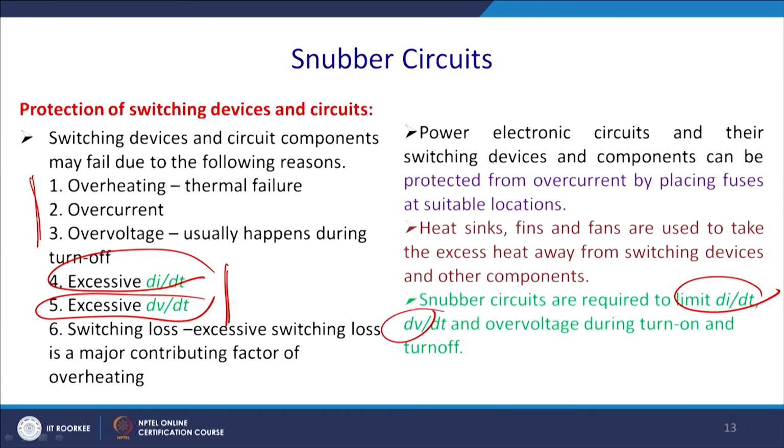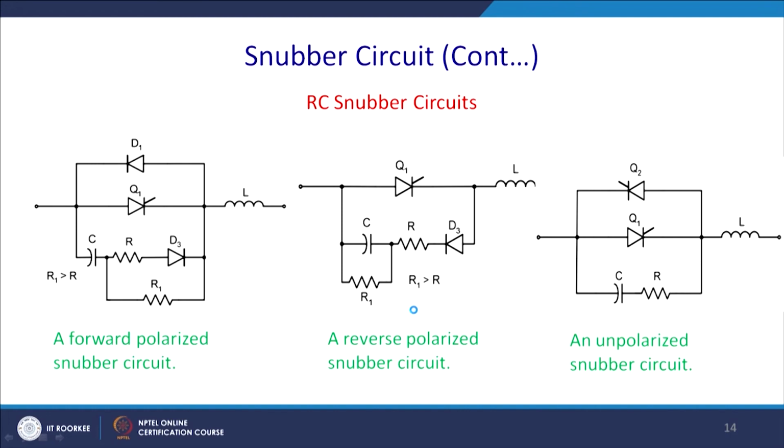And what will a snubber do? A snubber circuit is required to limit di/dt and dv/dt and the overvoltage during turn on and turn off of the switches. So, there are different kinds of snubbers. This is the device we need to protect. To protect that device, we require several components. This L will be in series with the device, and this will ensure protection against di/dt.